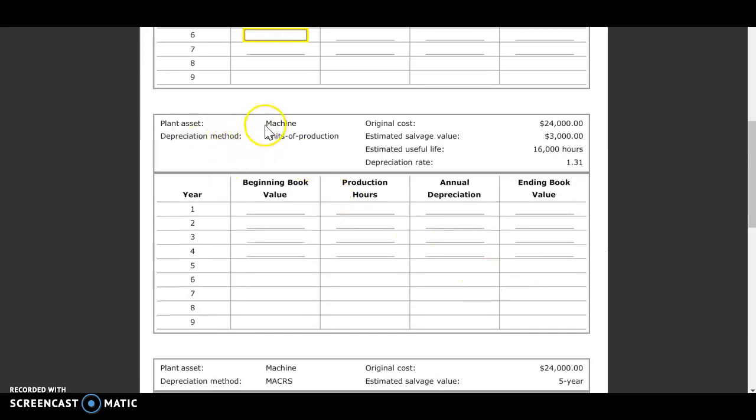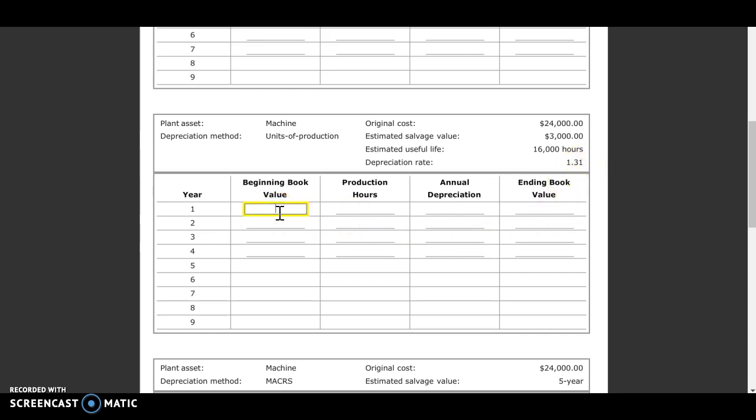This depreciation, we still have that machine, but we're going to use units of production. And they do put our depreciation rate in there, which I wish they wouldn't have, because we need to make sure that we know how to figure that out. So I am going to go through that. We're going to take our original cost minus our estimated salvage value. And then our useful life now is in hours instead of years. So we're then going to take that divided by the useful life. That gives us this 1.31. So that is $1.31 per hour that it depreciates.